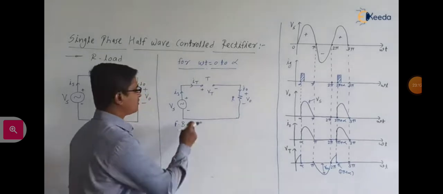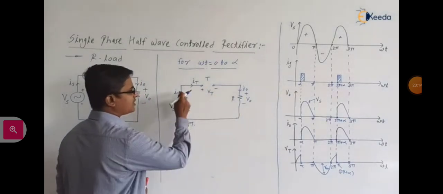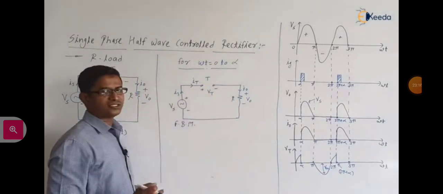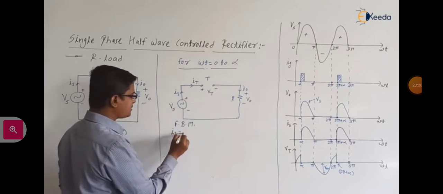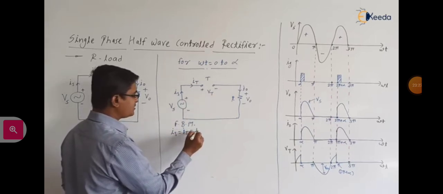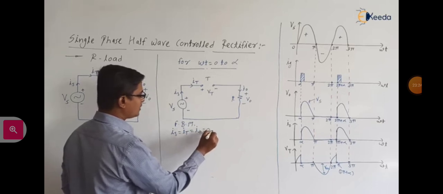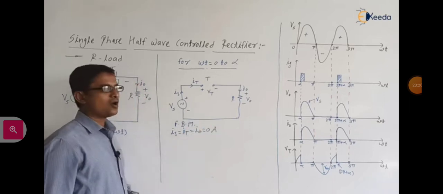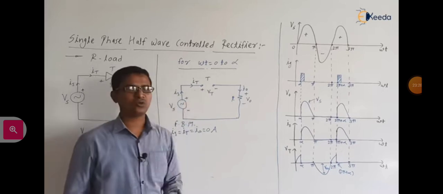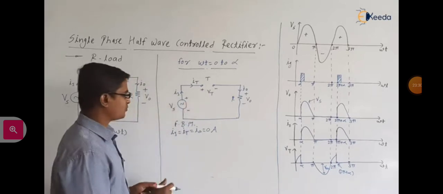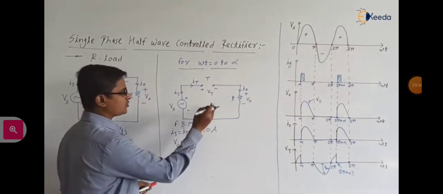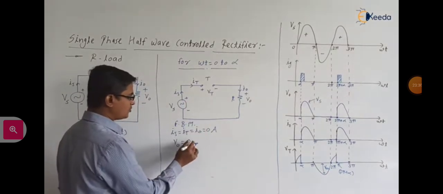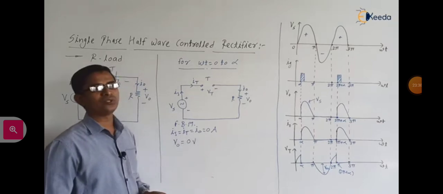So from 0 to alpha, if the thyristor is in the off state, can we say that the current in the circuit is 0? Definitely. So Is is equal to It is equal to I0 is equal to 0 ampere. All the 3 currents, Is, It, and I0, are 0. Next, what is V0? According to Ohm's law, V0 is equal to I0 into R. Since I0 is 0, V0 is also equal to 0.